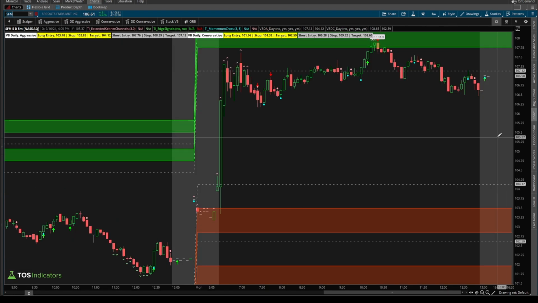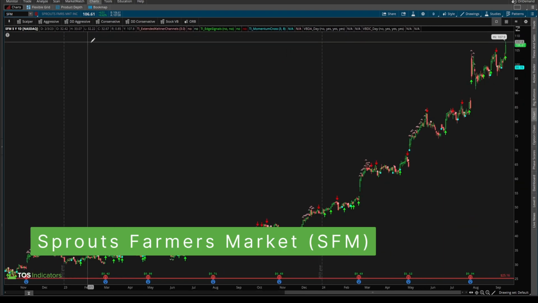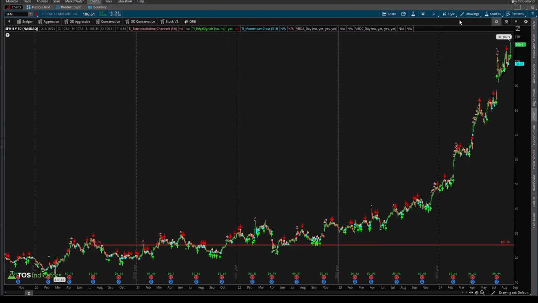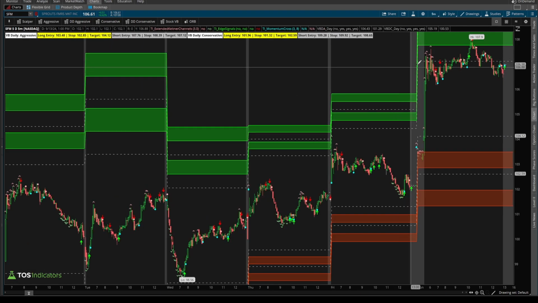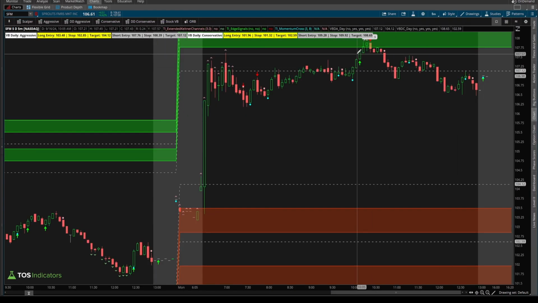Now let's practice this one more time on Sprouts Farmers Market. That's ticker symbol SFM, which made a new all-time high today. Now, Sprouts Farmers Market also appeared on our live scanner. If I show you, you'll see SFM, aggressive short side entry. We got that entry when price was breaching its aggressive volatility box models, and this happened after the lunchtime hour.